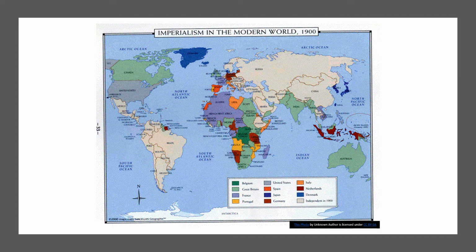You can see the color code from the map there of where different European powers and other countries had control around the world. So take a moment there to look at that map. Okay.